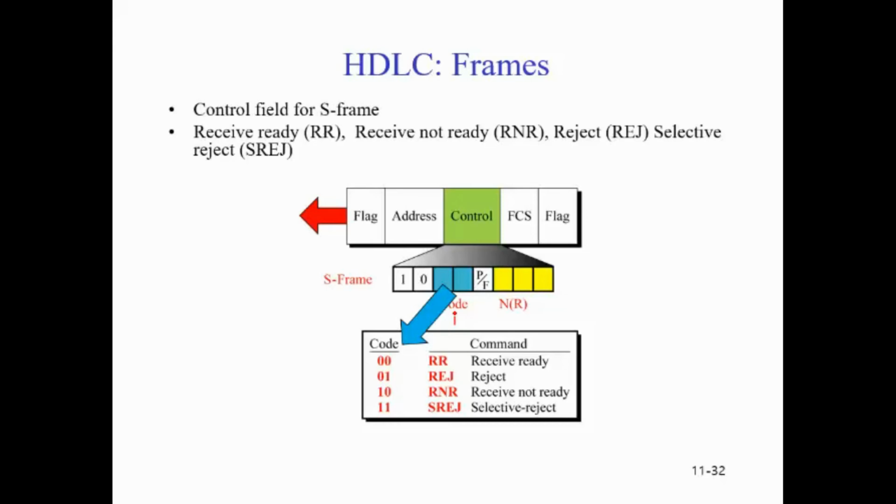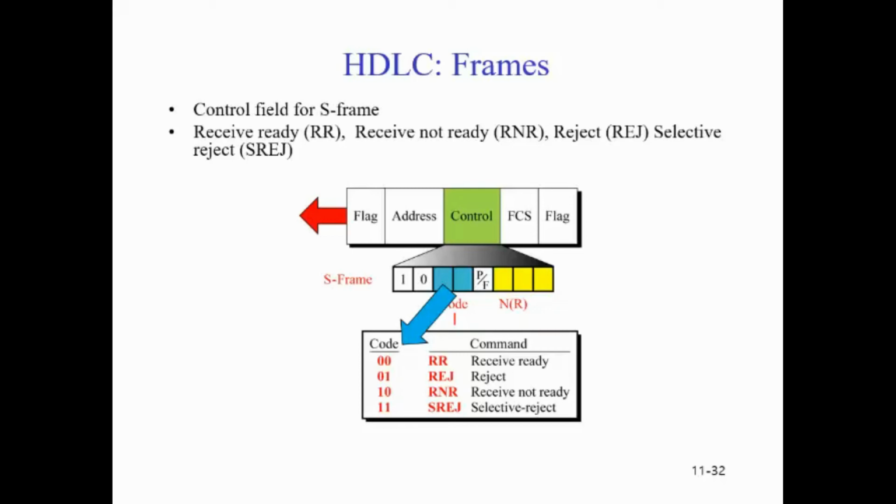Receiver not ready. If the value of the code subfield is 10, it is an RNR, which is a receiver not ready S frame. This kind of frame is an RR frame with additional functions. It acknowledges the receipt of a frame or group of frames, and it announces that the receiver is busy and cannot receive more frames. It acts as a kind of congestion control mechanism by asking the sender to slow down. The value of NR is the acknowledgement number.